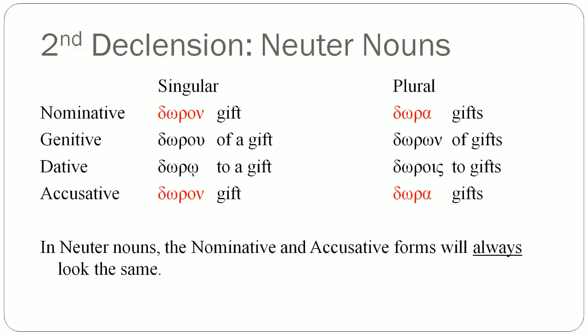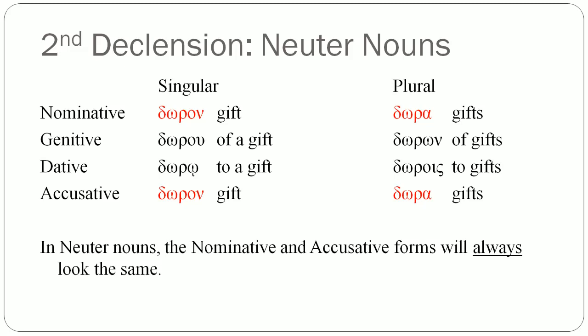If you notice, both the nominative and accusative in the singular have that omicron nu ending, and then in the plural, you've got that alpha ending for both the nominative and accusative. This is nice for learning these charts, right? Because you don't have to memorize as many forms. You've already got pretty much half the chart filled out for you there if you know that rule.